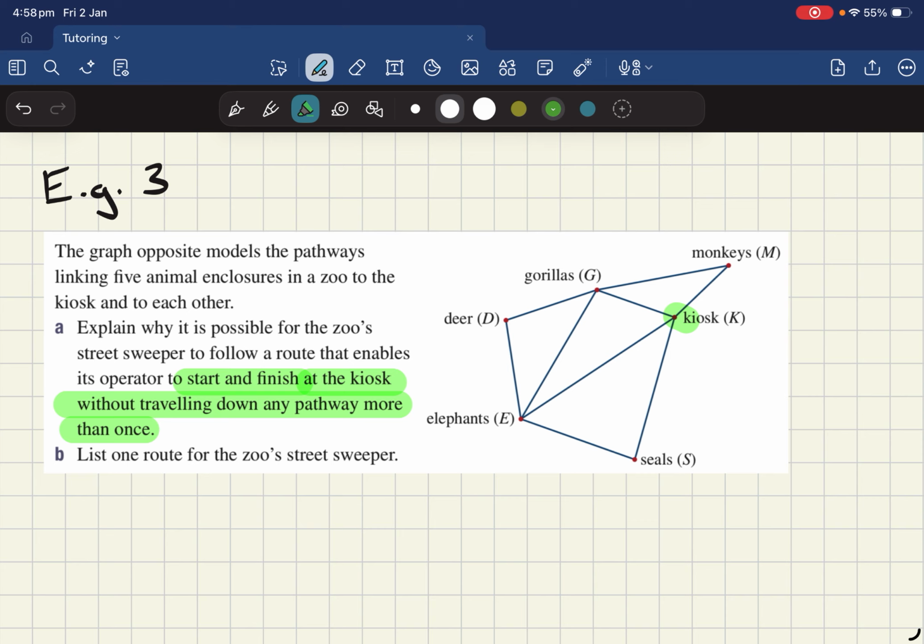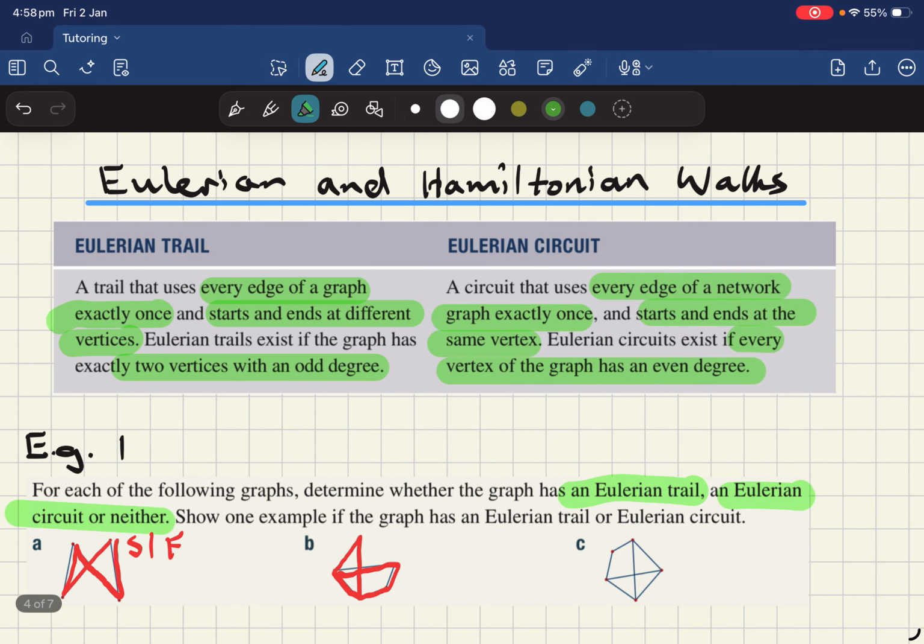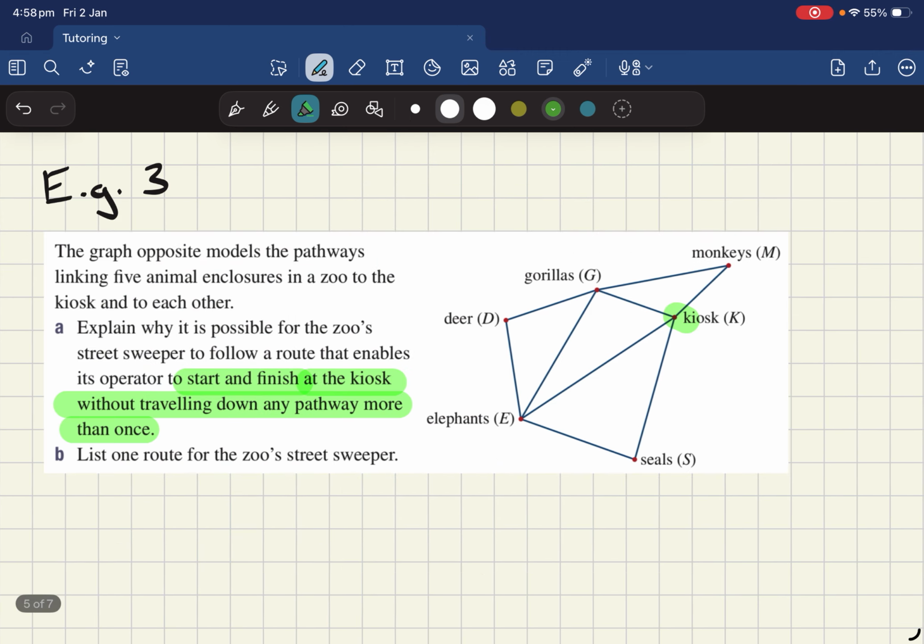So we can see here that this is just a really convoluted way to package a question that's asking us, is this a Eulerian circuit? We're using every edge of the network exactly once, and we're starting and ending at the same vertex. Now, the question is saying to explain why it's possible. For a Eulerian circuit to exist, every single vertex must have an even degree. And we can see this just by looking at it. This one has 2, this has 4, this has 2, this has 4, 2, and 4. So it is possible to do this.